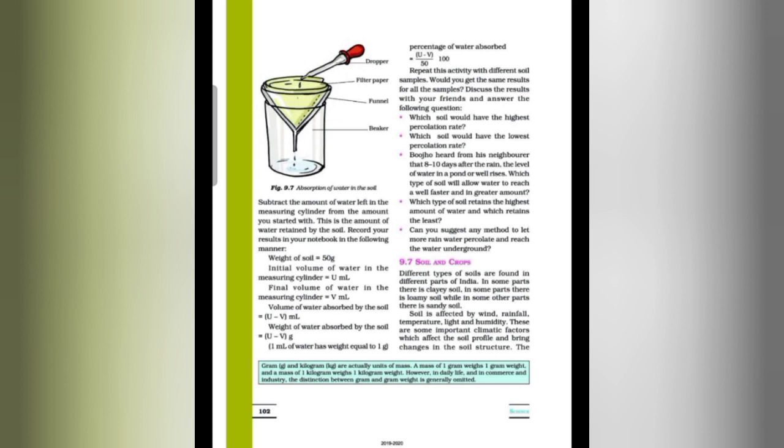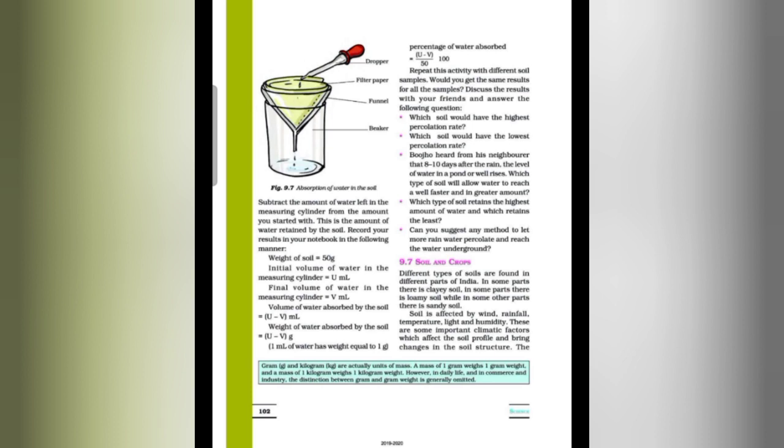what we have to do in this activity: we have to take a beaker, a funnel and a filter paper. Then we have to fold the filter paper and put it into the funnel. Then we have to take a 50 gram soil sample and keep it in the filter paper. Then pour an equal amount of water.